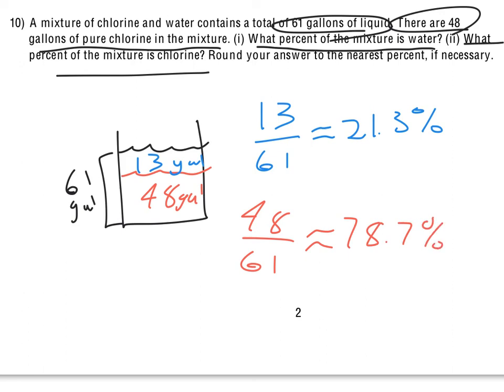And they said to round to the nearest percent. I just wanted to point out that it does make sense then when we're rounding that we have to the nearest percent 21% water. And then that ends up being 79% chlorine.